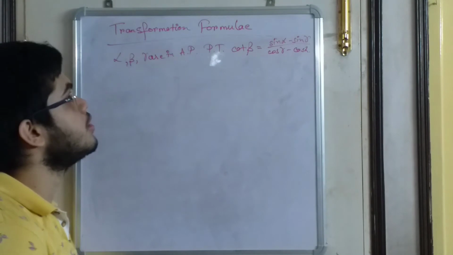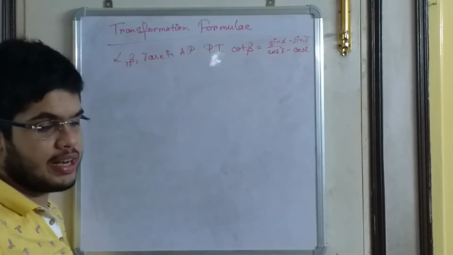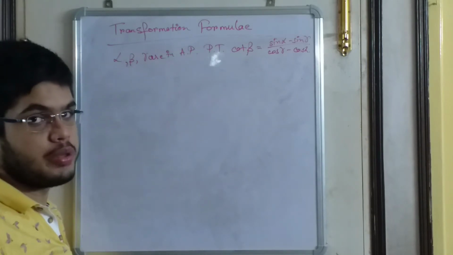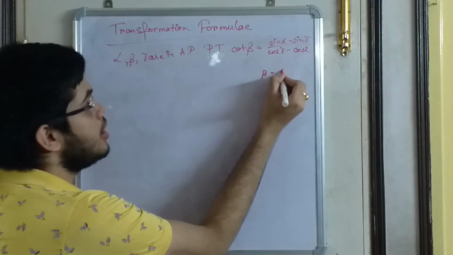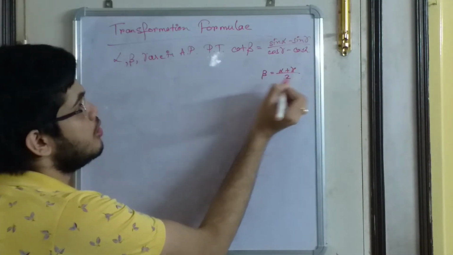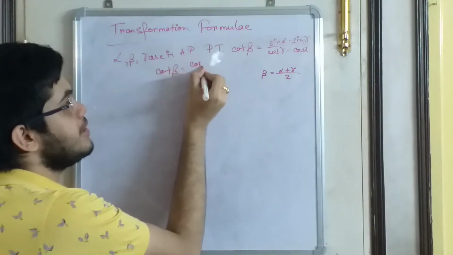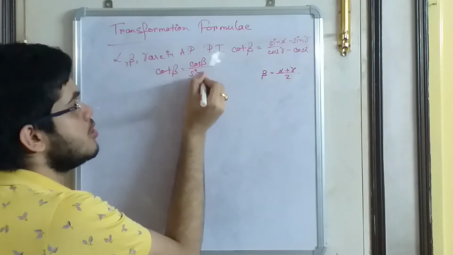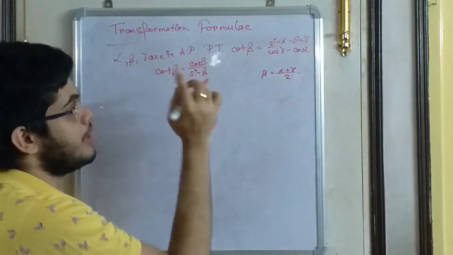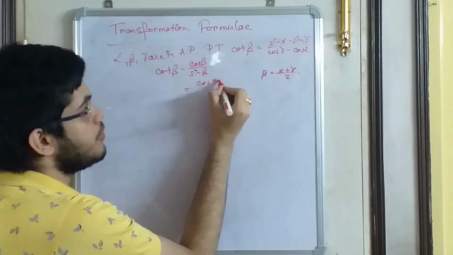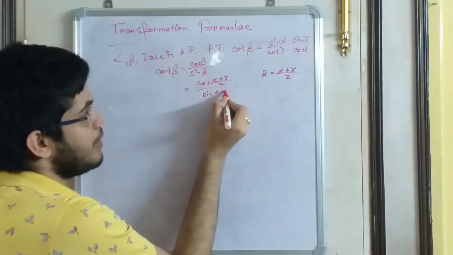How will we do this? See, alpha, beta, gamma are in AP. So I think all of you know that if A, B, C are in AP, then A plus C is equal to 2B. This is the basic funda of AP. So use that funda. So beta is equal to alpha plus gamma by 2, and cot beta is equal to cos beta by sin beta. So now substitute alpha plus gamma by 2 in place of beta. So we will get cos of alpha plus gamma by 2 by sine of alpha plus gamma by 2.